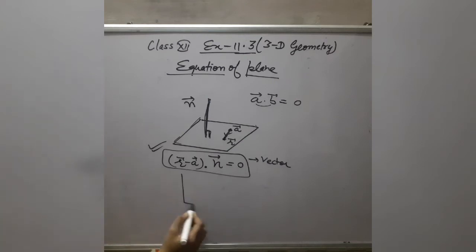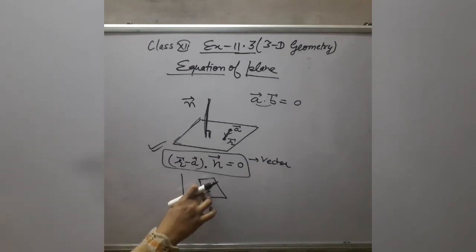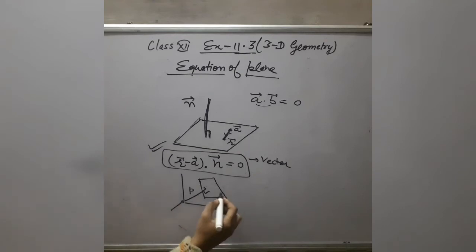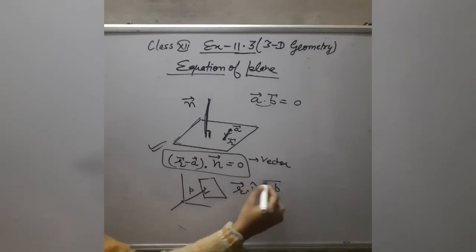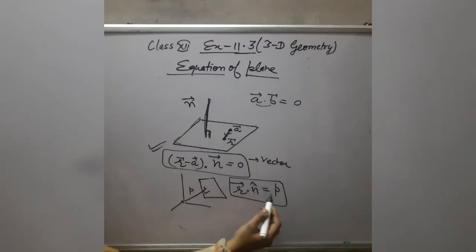Suppose you have a plane, and from the origin you draw a perpendicular on the plane, and you know the length of this perpendicular, which is equal to P. In that case the equation of the plane will be R dot n cap equals P, where n cap is the unit normal vector. In that case P is the distance of the plane from the origin.